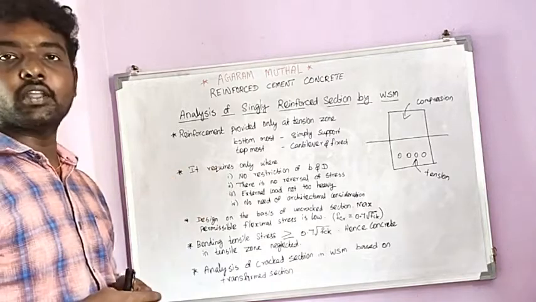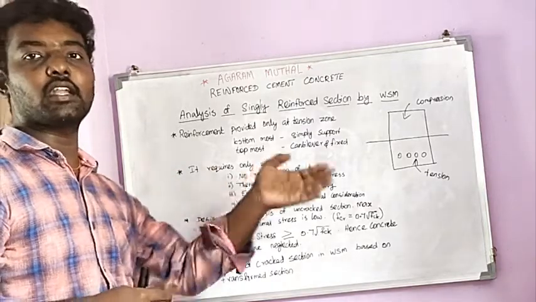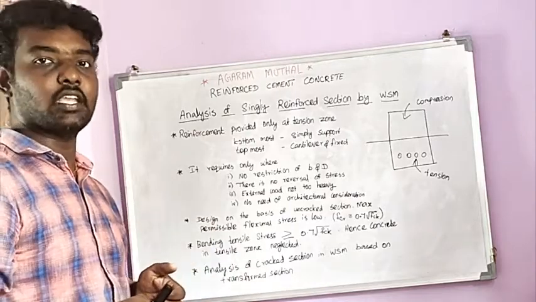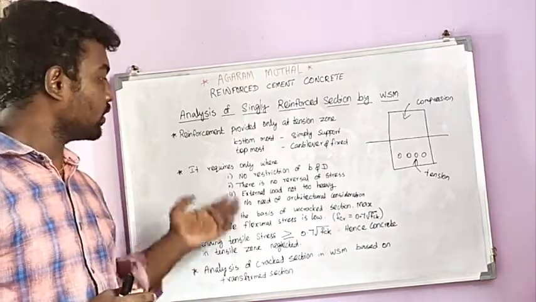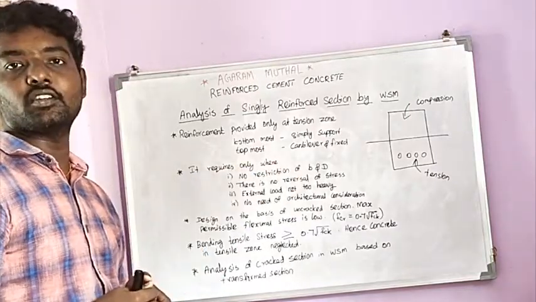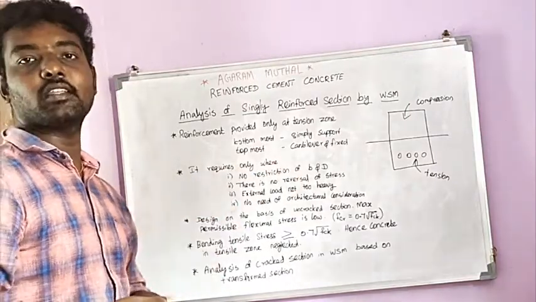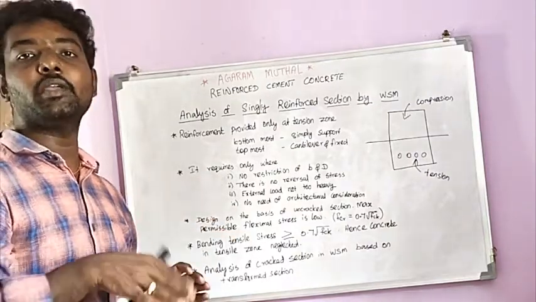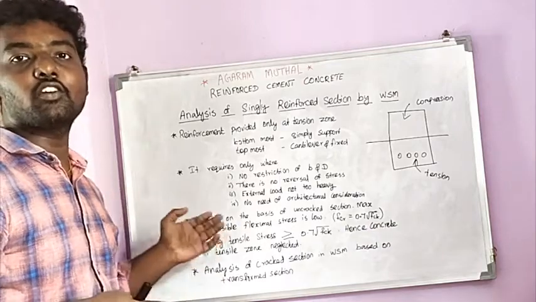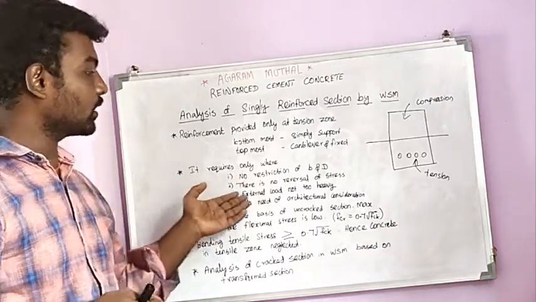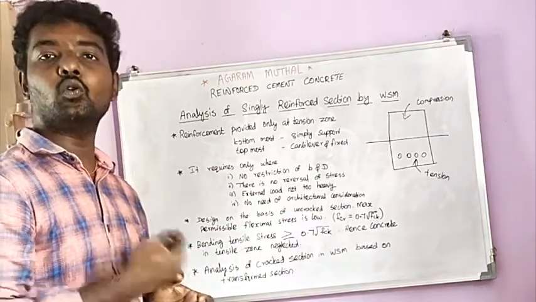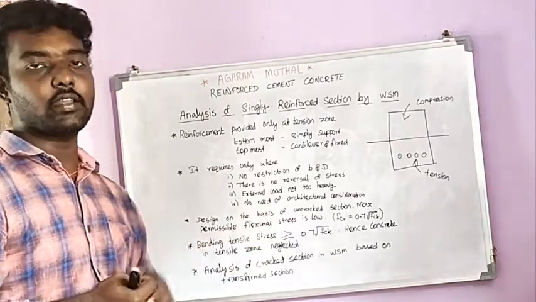These are the cases where we can go for singly reinforced sections. First, when there are no restrictions on the breadth and depth of the section. If there is no limitation on the breadth we take and the depth we provide, then we can go for a singly reinforced section. Second, there is no reversal of stress. If it is a compressive stress, for a prolonged time it should remain compressive in nature. And if the externally acting load is not too large, then we can go for singly reinforced sections.